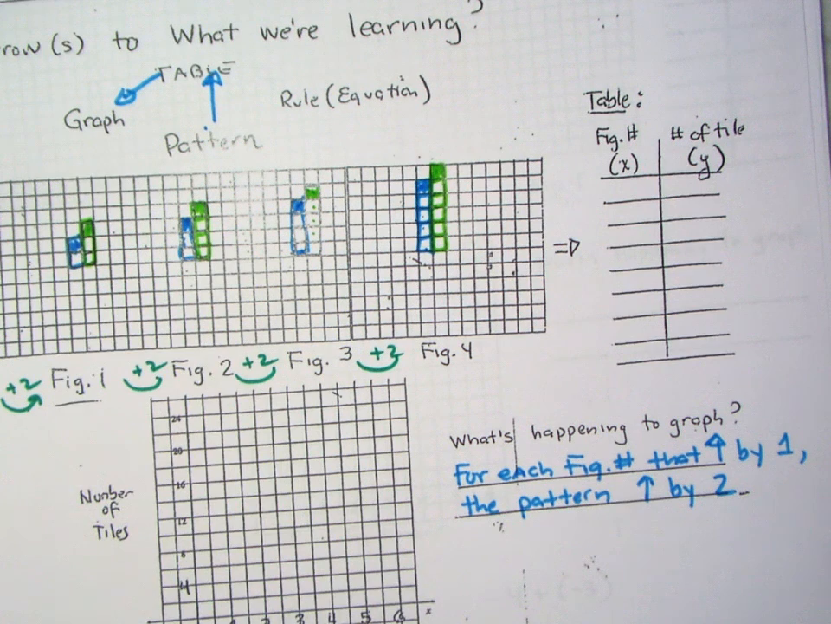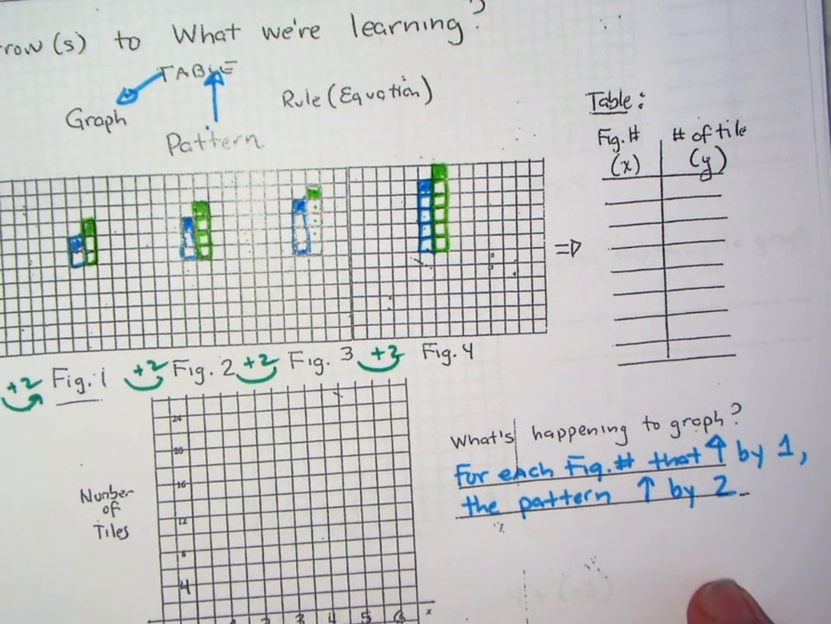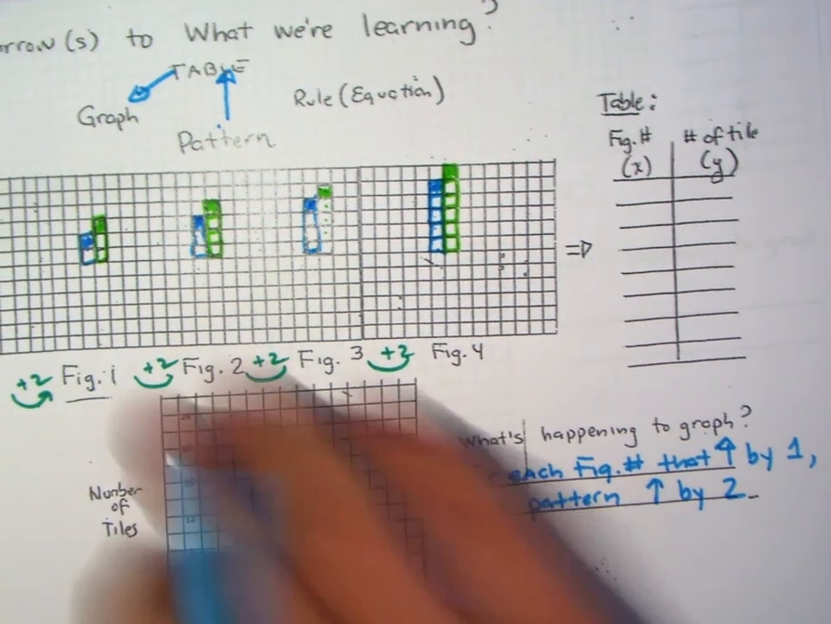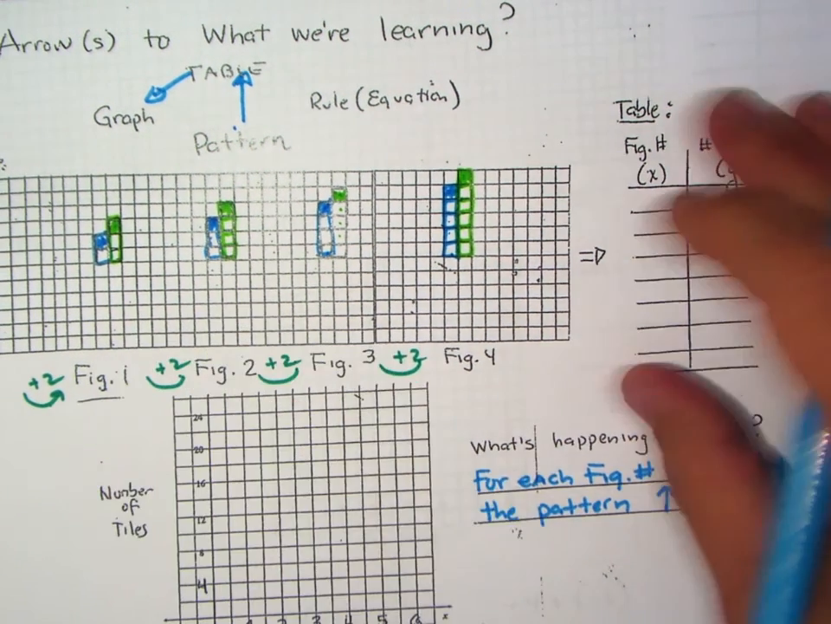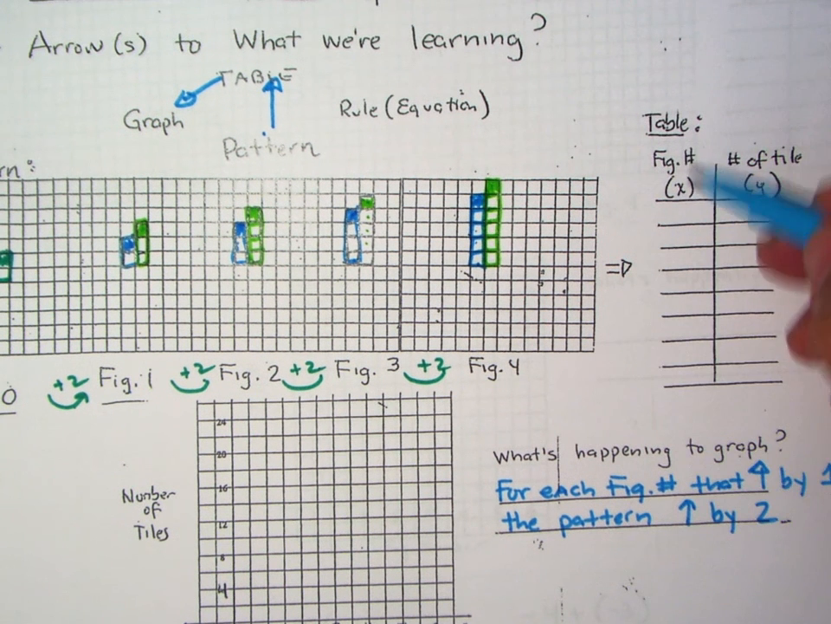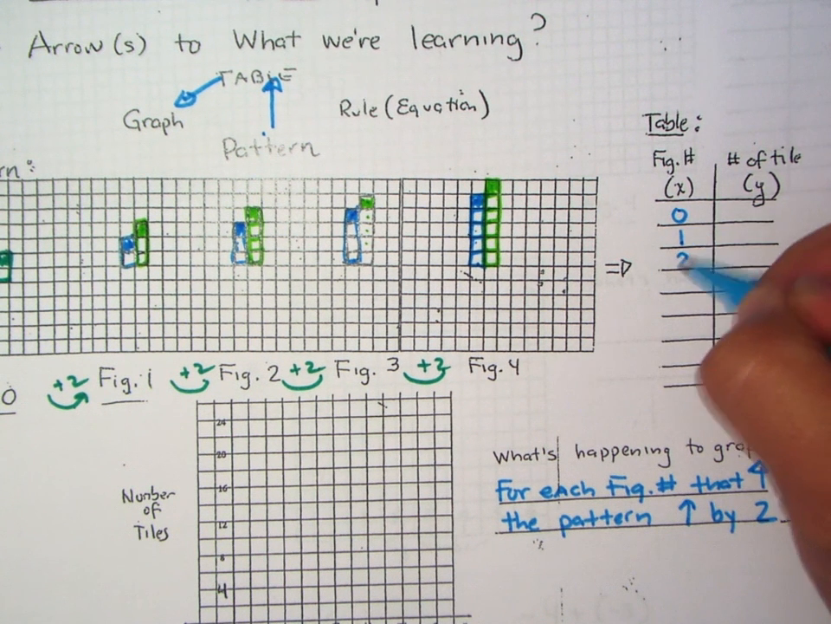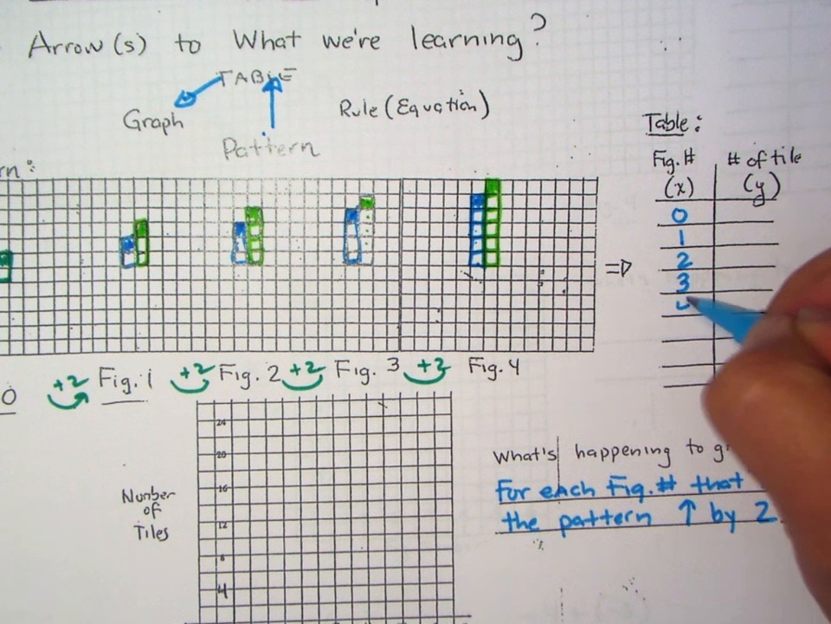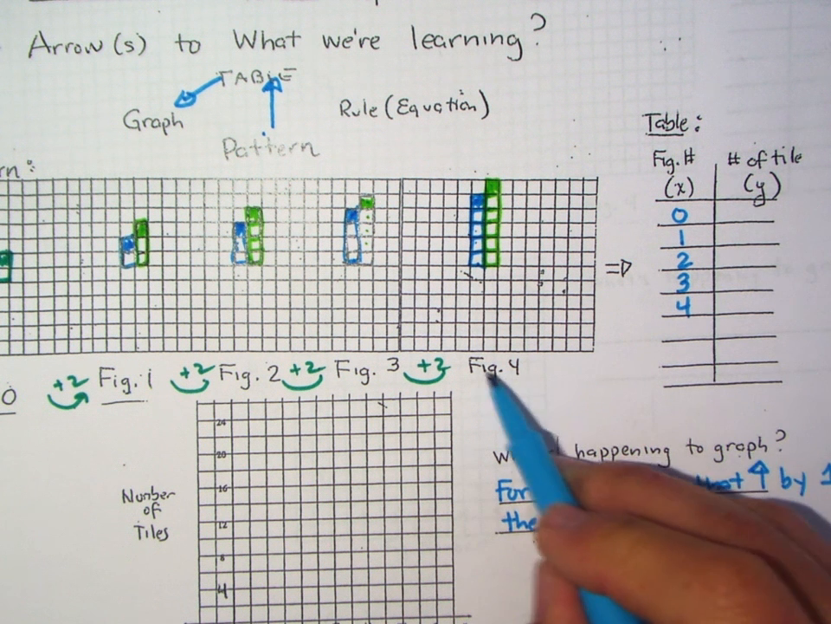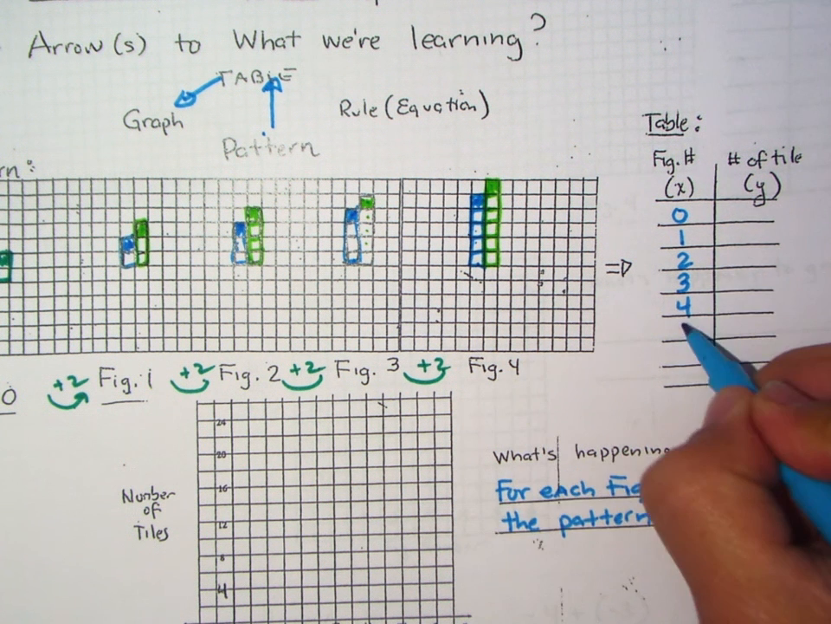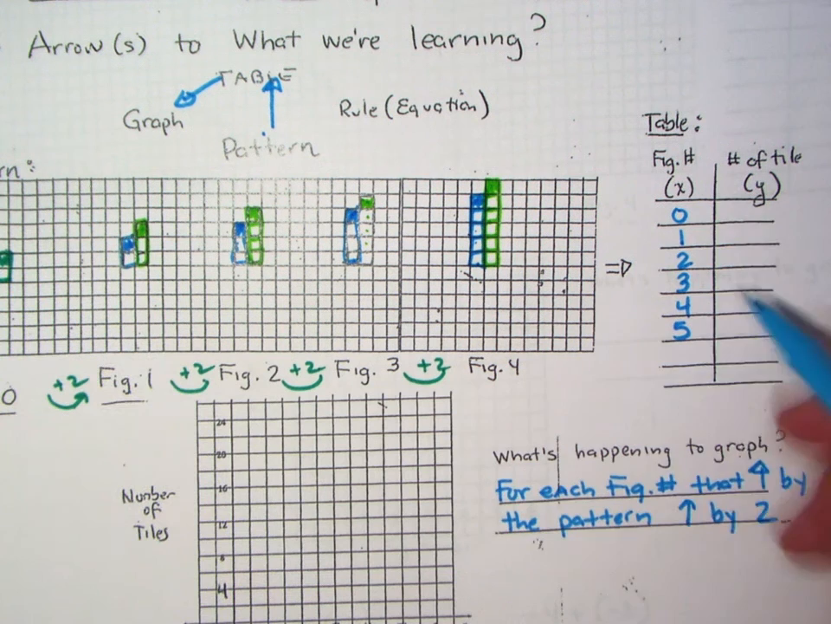Wow. All right. So now all you're going to do is transfer all this information to the table. So figure number, we're going to start with 0, 1, 2. Keep going. You're going to fill it in. But mister, I only went up to 4. Nah, keep going. Come on. There you go.